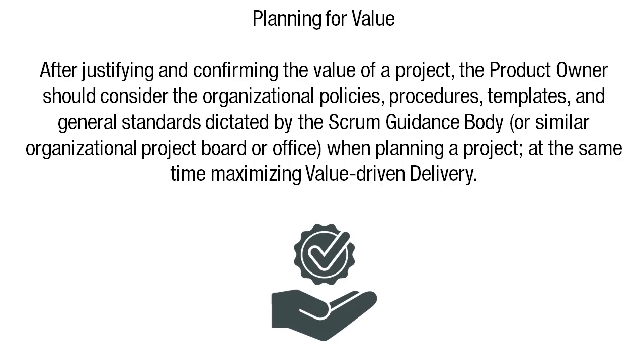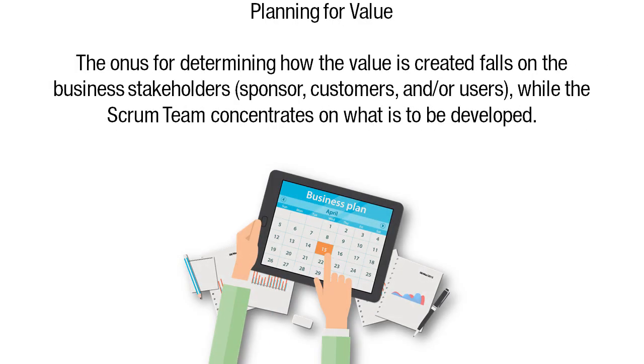After justifying and confirming the value of a project, the product owner should consider the organizational policies, procedures, templates, and general standards dictated by the Scrum guidance body or similar organizational project board or office when planning a project, at the same time maximizing value-driven delivery. The onus for determining how the value is created falls on the business stakeholders, sponsors, customers, and/or users, while the Scrum team concentrates on what is to be developed.